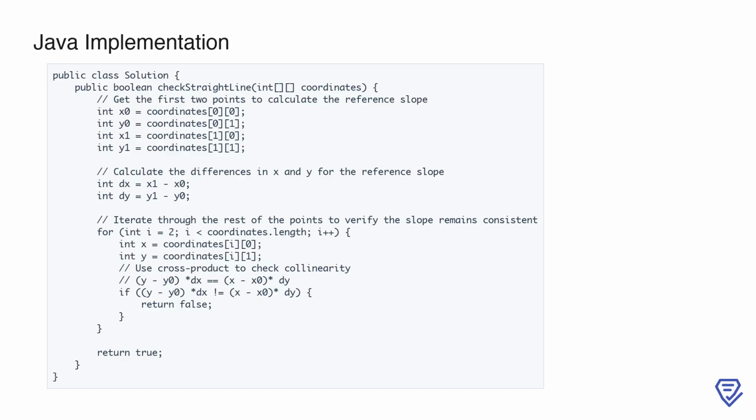This is the Java implementation for LeetCode problem number 1232, Check If It Is a Straight Line. The logic mirrors the provided Python solution. The key differences include explicit type declarations, the use of Java's array indexing for coordinates, and the structured method definition within a class. The implementation verifies if all points form a straight line by calculating the reference slope using the first 2 points and checking the consistency of this slope using a cross-product approach for all subsequent points.